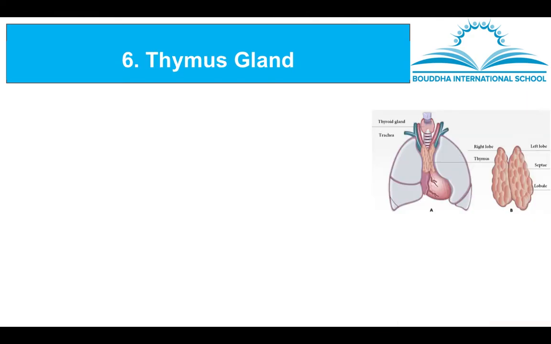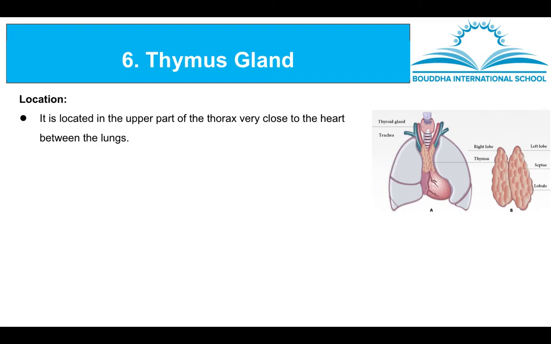Now let's go to the sixth gland, that is the thymus gland. It just lies in the thorax. It is lying at the upper part of the thorax, very close to the heart, between the two lungs. Structure wise, it is a soft, pinkish and bilobed mass, like it looks like the thyroid gland.